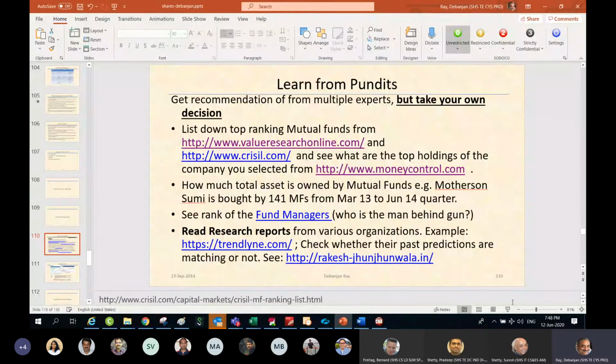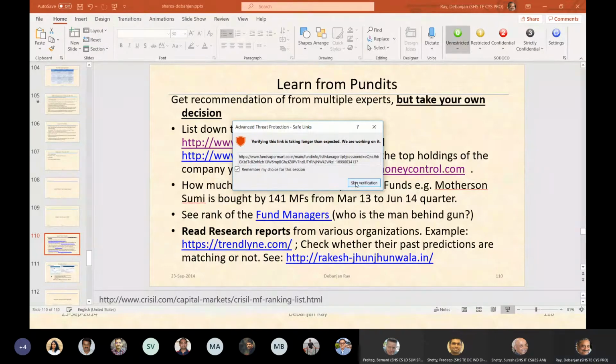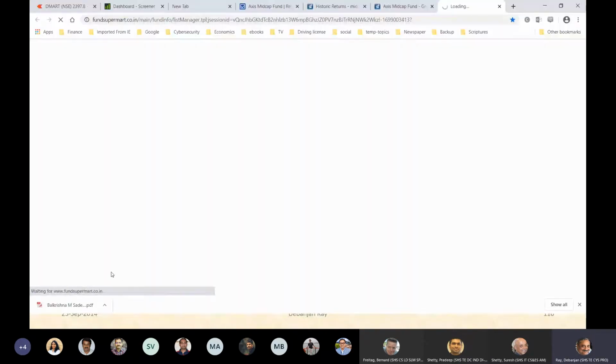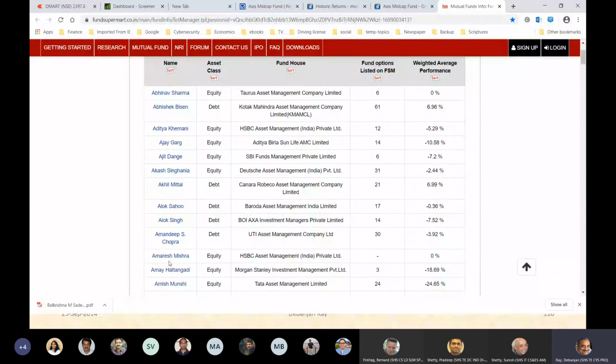But there is also one interesting thing: you have to also trust the mutual fund managers. Interestingly, there is a rank of the mutual fund managers, because finally what matters is who is the man behind the gun. There is an interesting site which shows you the typical rank of the fund managers. Many of you are doing this. So this is the typical list of fund managers that you are seeing.